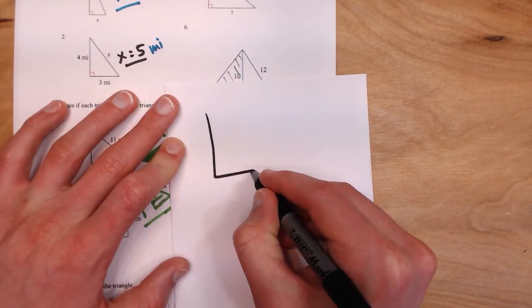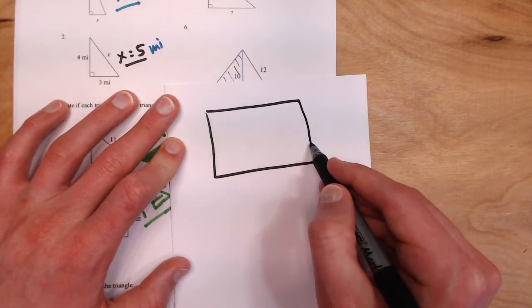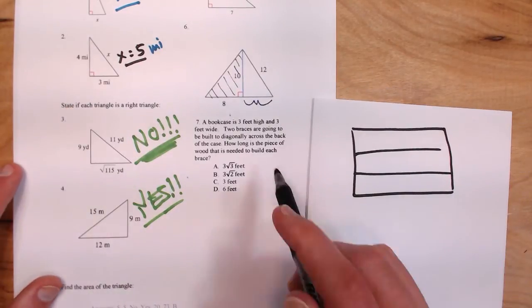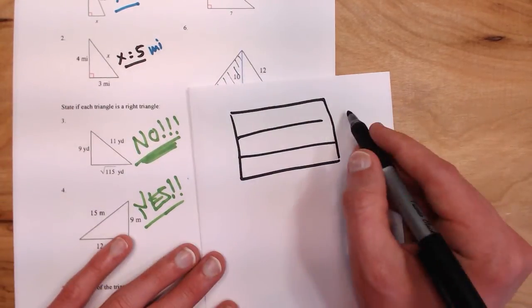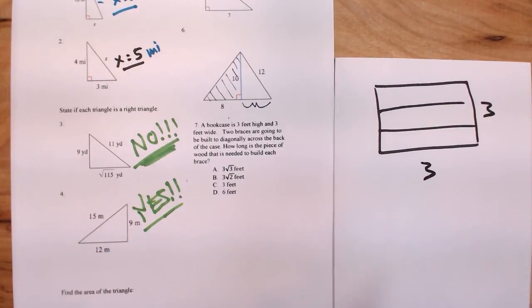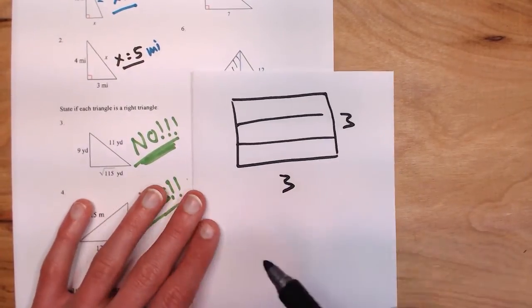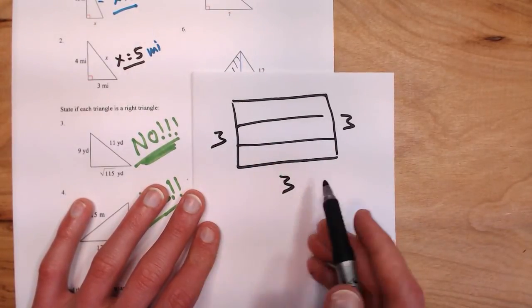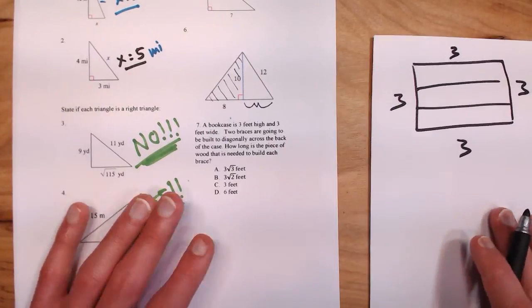So here we go. Here's my bookcase, right? You got to really interpret carefully. So here's a bookcase. And it says that it's 3 feet wide and 3 feet high. So this must be 3, and this must be 3, right? 3 feet high, 3 feet wide. Also, as a side note, if it's 3 feet tall over here, it's 3 feet tall over here. If it's 3 feet wide down here, it's 3 feet wide up there.